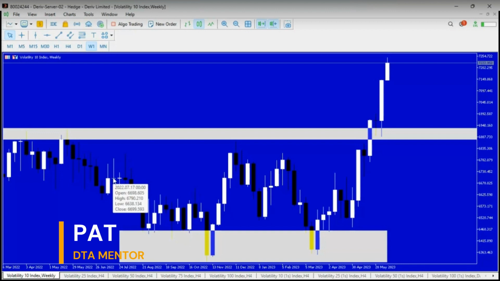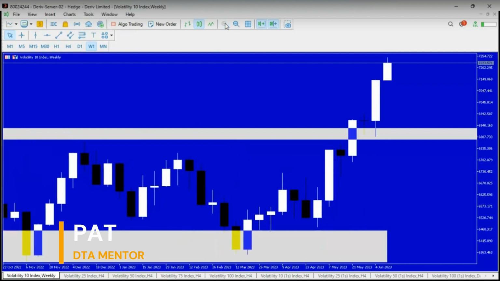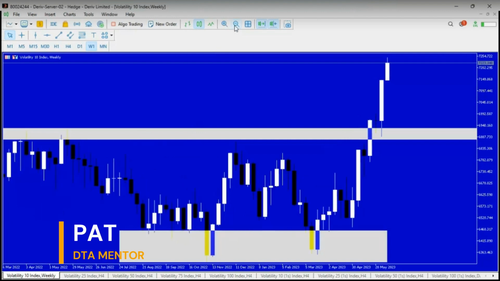What you are looking at right now is volatility 10 index on a weekly time frame. As you can see, when I zoom out on our weekly time frame, this right here, this zone here.